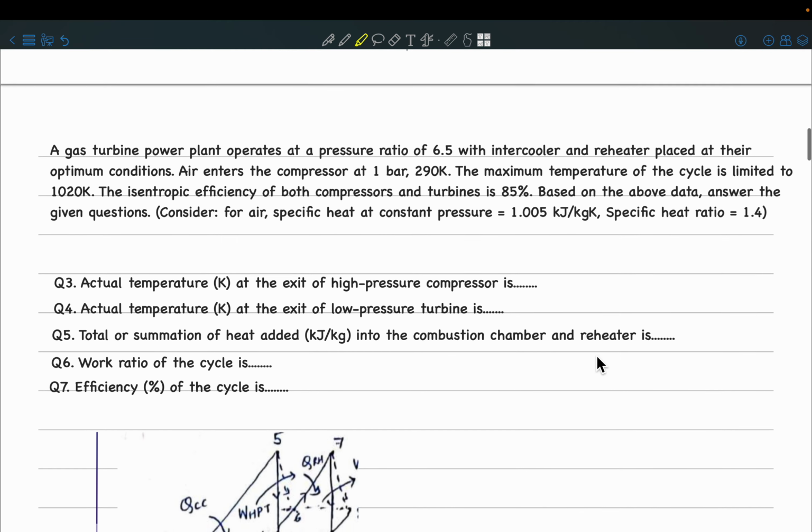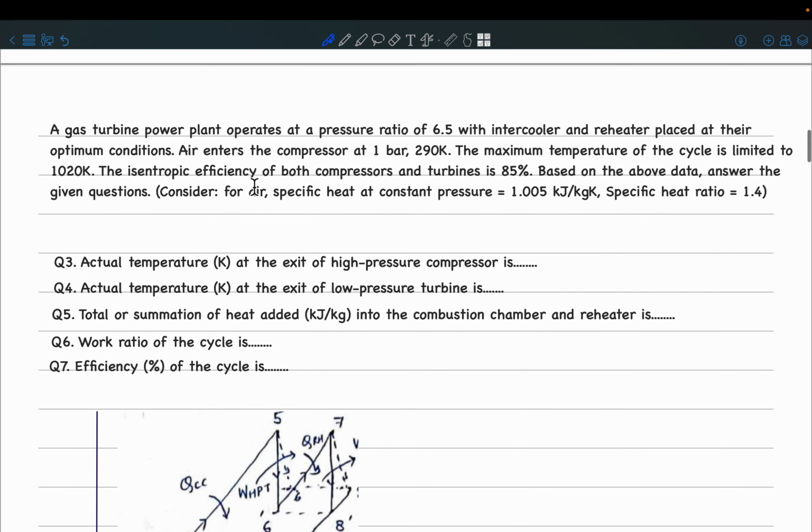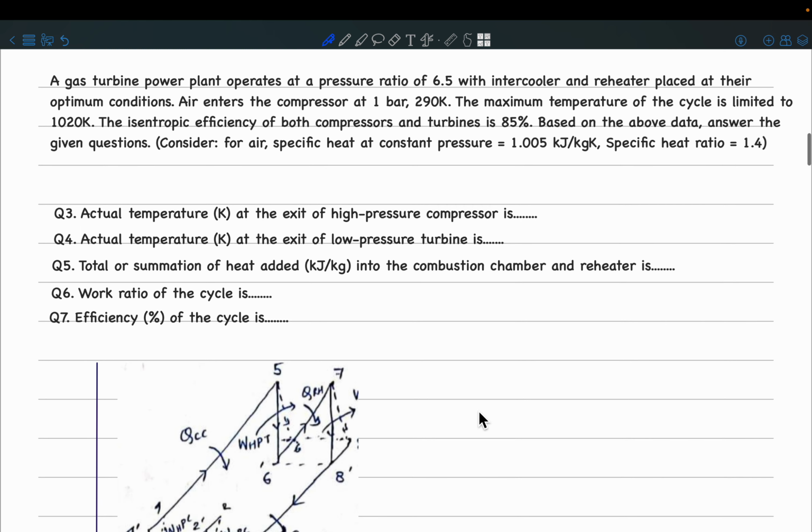Alright, so now we have some numerical questions. A gas turbine power plant operates at a pressure ratio of 6.5 with intercooler and reheater placed at their optimum conditions. So what are the optimum conditions? Like we showed in the previous diagram, intercooler is between two compressors, a reheater is after the high pressure turbine. Okay, so now what is given to us are the inlet conditions. So I'll just note down the inlet conditions over here.